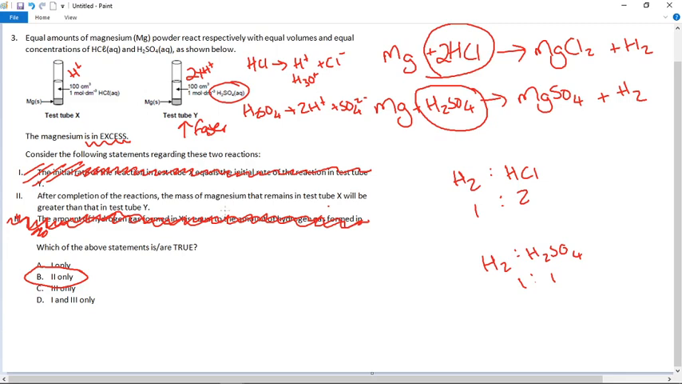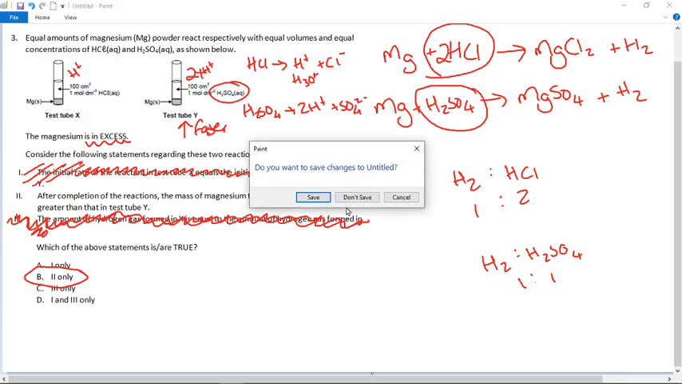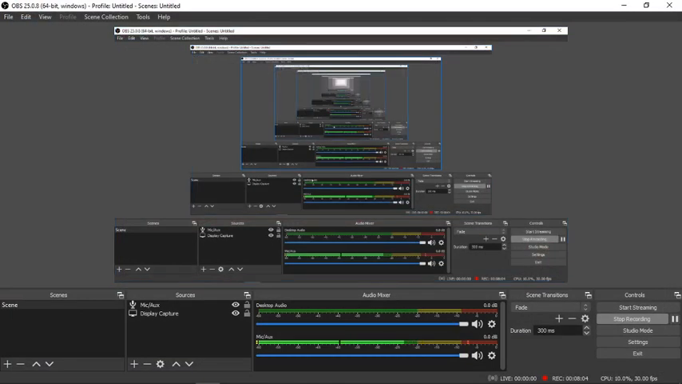I think we should be, what's the ratio? 1 of magnesium to 2 of hydrochloric acid, 1 of magnesium to 1 of sulfuric acid. Okay, we would have to do a calculation. I can't give you an easy answer for that one. I'm sorry. Never mind, let us move on. I'll have to think about it and come back to it, yes?